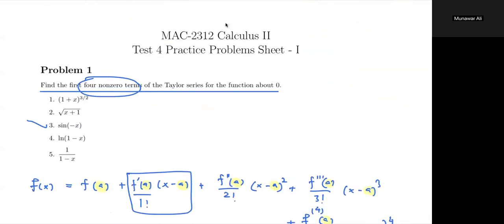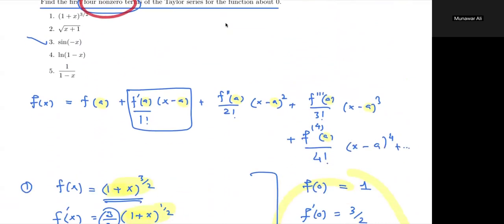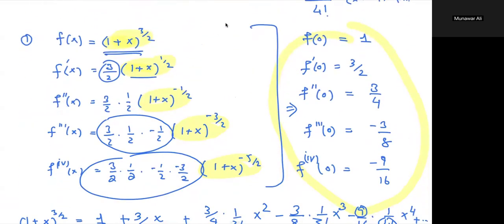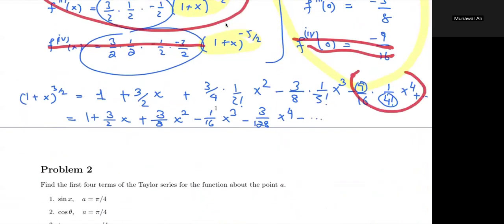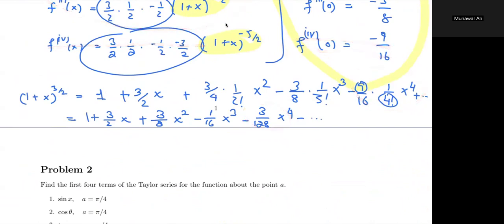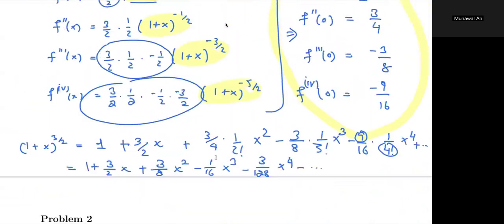The question is to find 4 non-zero terms. Maybe we are doing one extra, because we have to go only till 3 derivatives, so we don't need this term. Maybe we don't need to add this term, but it's all okay. If you're adding one extra term, it doesn't matter.